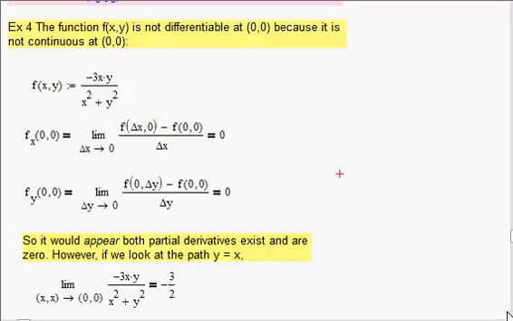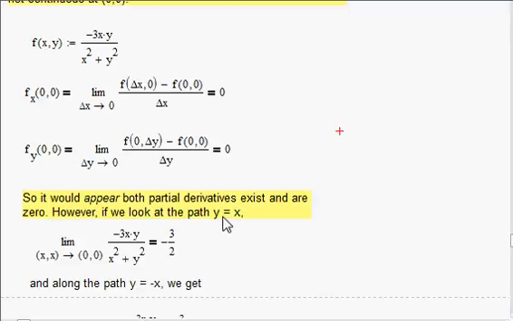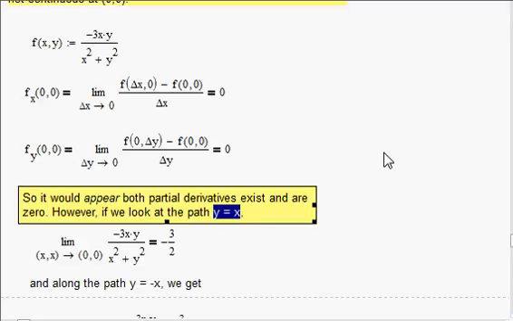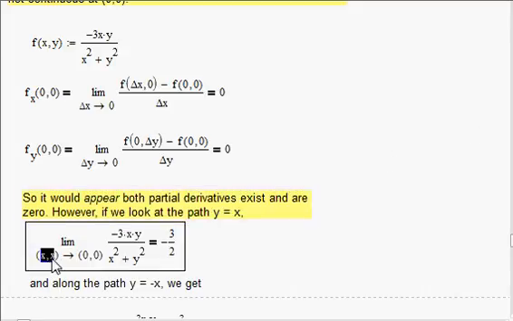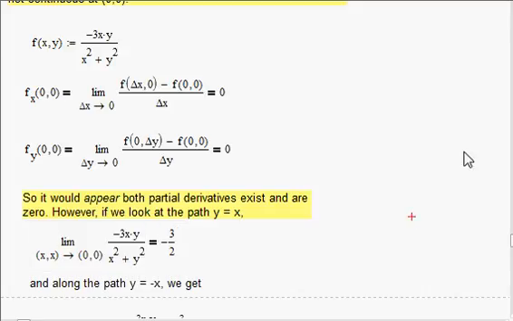But if you look along the path where y equals x, and this was just a choice, like choose a different path, y equals x, notice the limit as x goes to 0, 0 of this function. Now that would normally be xy, but we said y equals x, so I put an x in where the y would be. So this is negative 3x squared over x squared plus x squared, which is negative 3x squared over 2x squared, which is just negative 3 halves.